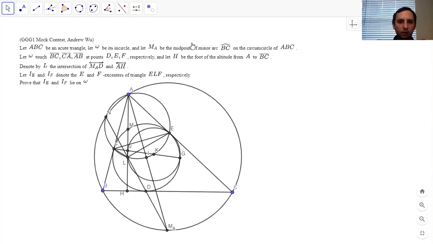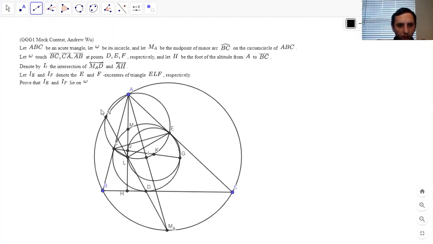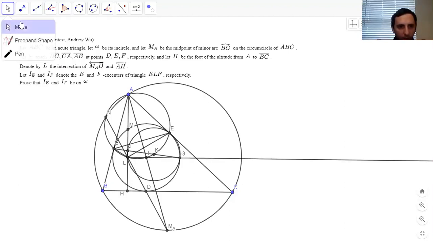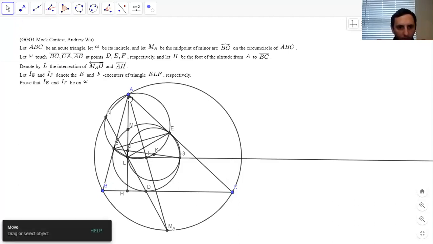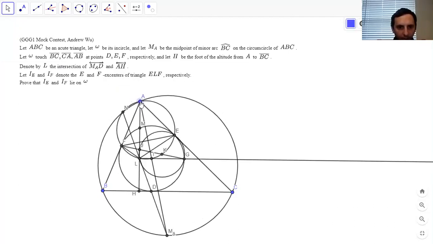Let's see. Are L, I, and G collinear? That's a good question. Let's see. Looks like it. Yeah, interesting. So it looks like L, I, and G are collinear.